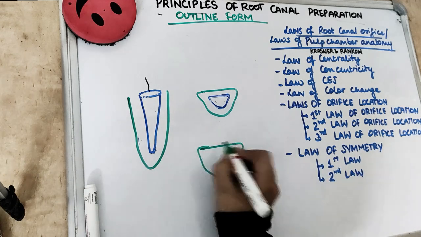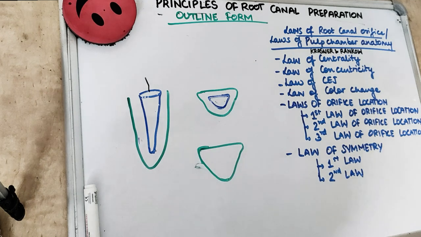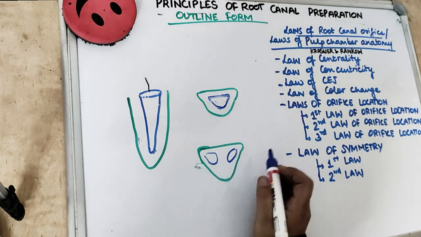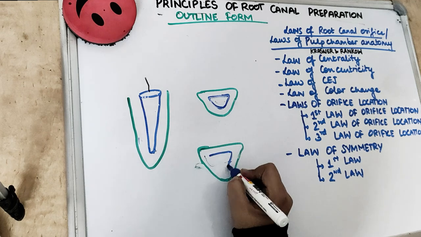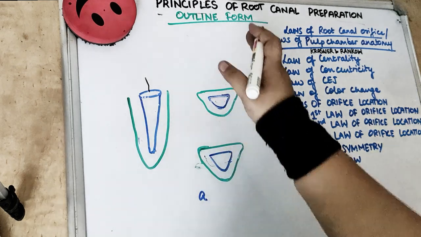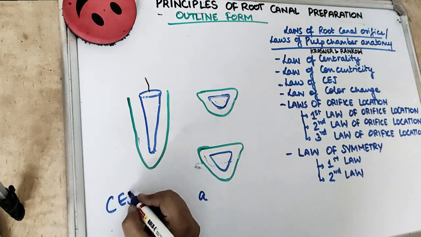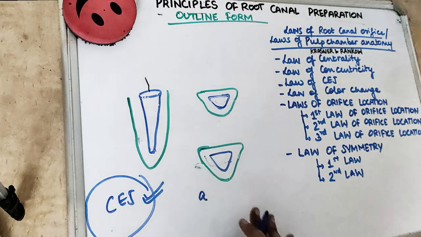Suppose this is our incisal view, right? Never will it be on the mesial side, never on the distal side. It is always going to be in the center of the tooth at the level of the CEJ. You have to remember that all of these laws are basically at the level of the CEJ. The CEJ is a very important anatomical landmark for all of these laws.